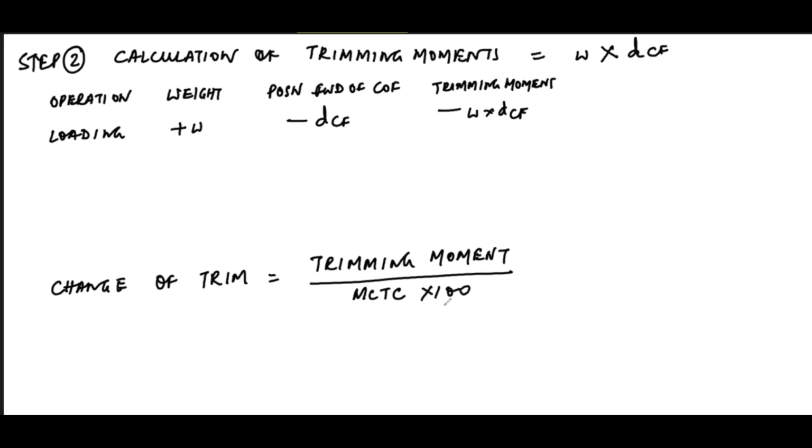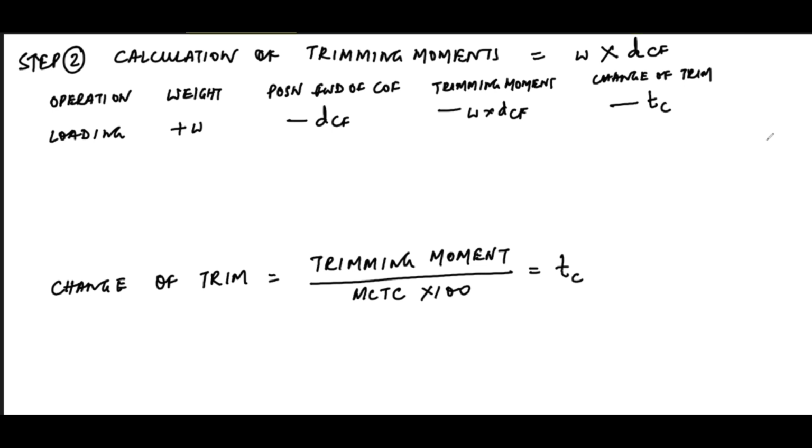So change of trim, we will call this TC now. We are not going to call it T anymore. We will call this TC now. So if the trimming moment comes as minus W into DCF, then what will be the change of trim? Sir, minus W into DCF upon MCTC into 100. So can I say the TC value will come in minus? Yes, sir.